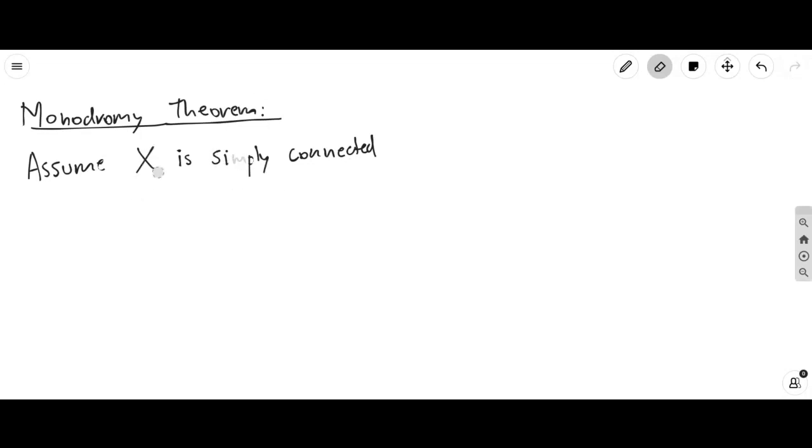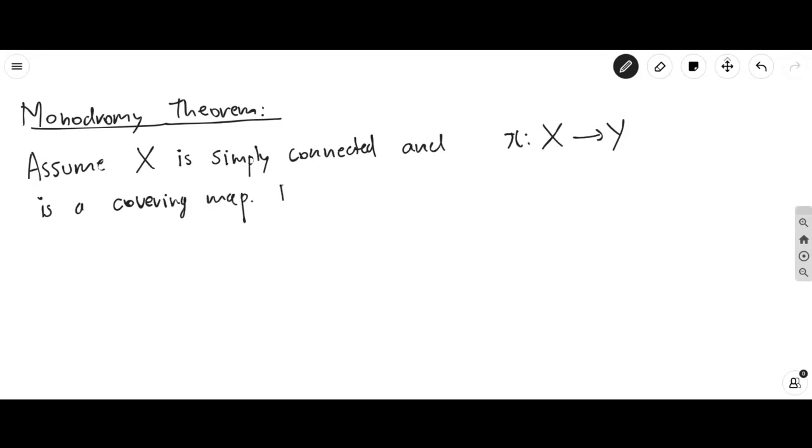Intuitively, this is supposed to represent a space that has no holes in it. Since there's no hole, anytime you have a loop, all of the stuff inside the loop is part of the space, and then you can move through it and collapse everything down to a point. So we assume that X is simply connected, and pi from X to Y is a covering map between two topological spaces. And now we're going to pick some point in Y.